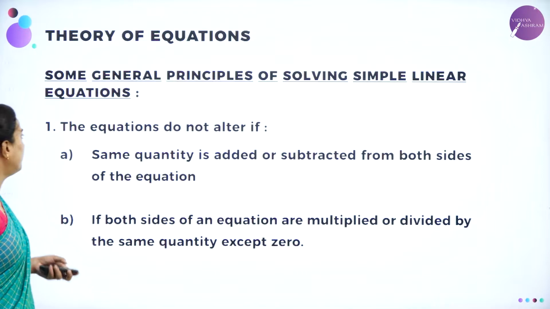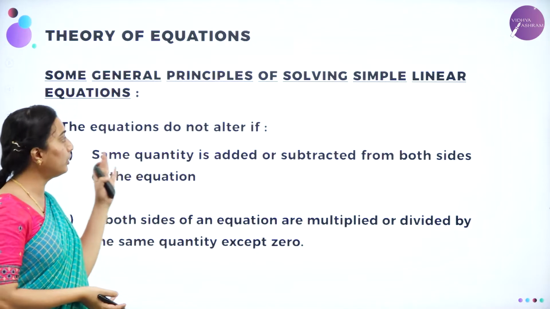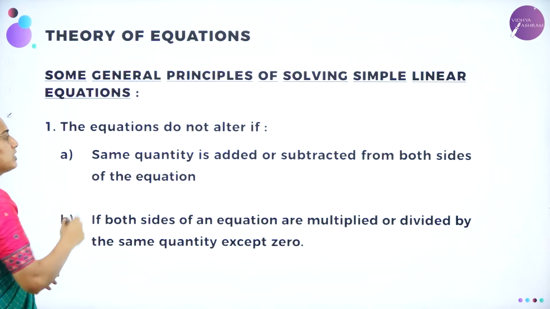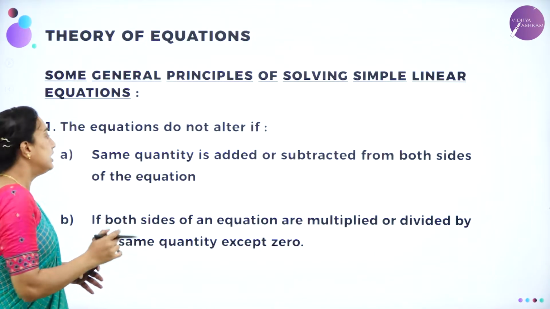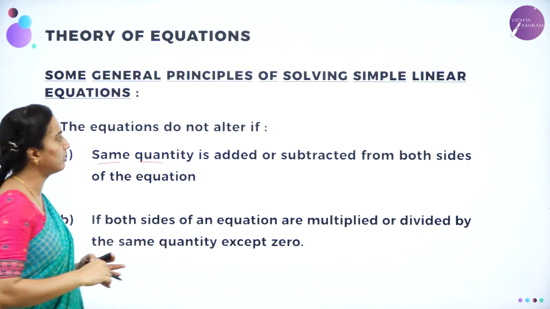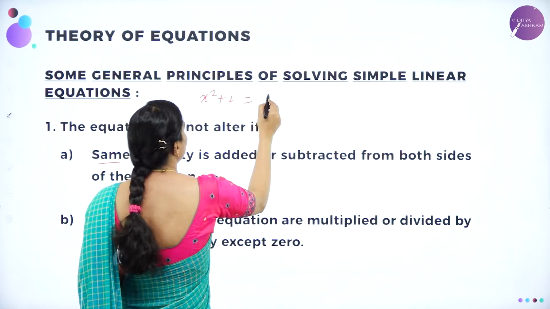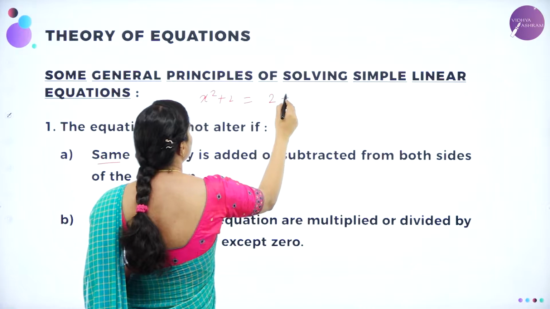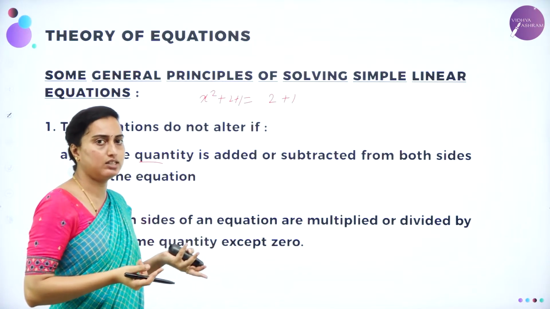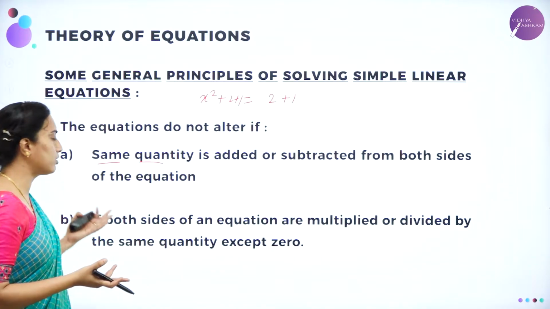Got? Now we'll be moving on to some general principles of equations, how we are going to solve simple linear equations. The first is that equations do not alter if the same quantity is added or subtracted from both sides of the equation. For example, if you have x squared plus 2 is equal to 2, and you add plus 1 and plus 1, it will not change, because plus 1 and plus 1 get cancelled. Therefore, the same quantity can be added or subtracted from both sides of the equation.